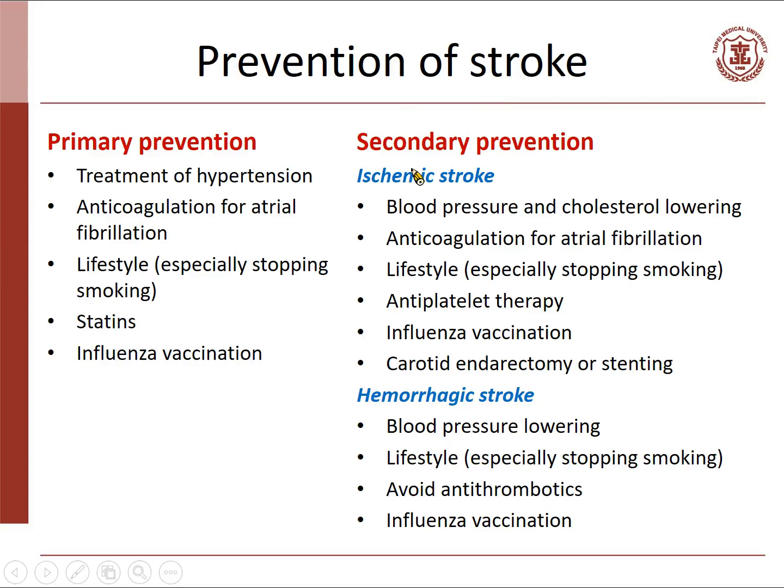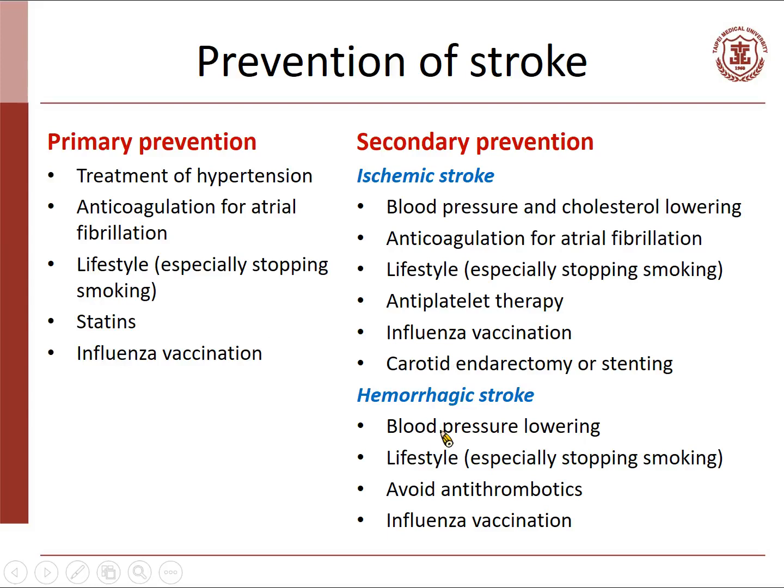For secondary prevention, when a patient has had a first stroke, we hope he or she will be free of stroke for the rest of their life. So that is secondary prevention. For ischemic stroke, there is blood pressure control, lipid-lowering therapy, anticoagulation for atrial fibrillation, lifestyle, and antiplatelet therapy like aspirin or clopidogrel. Those two are effective for stroke prevention. And in some patients, if the carotid artery shows greater than 70% stenosis, we can do carotid endarterectomy or stenting.